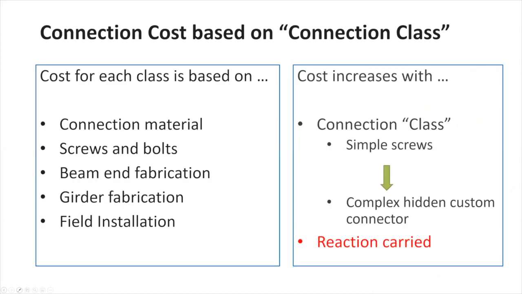So in summary, our connection model is based on the connection material, the number of screws and bolts, the beam and girder end fabrication that's necessary, and the field installation costs. In general, the cost increases with our connection class, but most importantly, the cost increases with the reaction carried. If you want to walk away with a rule of thumb, the bigger the reaction, the more expensive the connection. So that's a good thing to pay attention to when you're starting to look at long span grid systems.